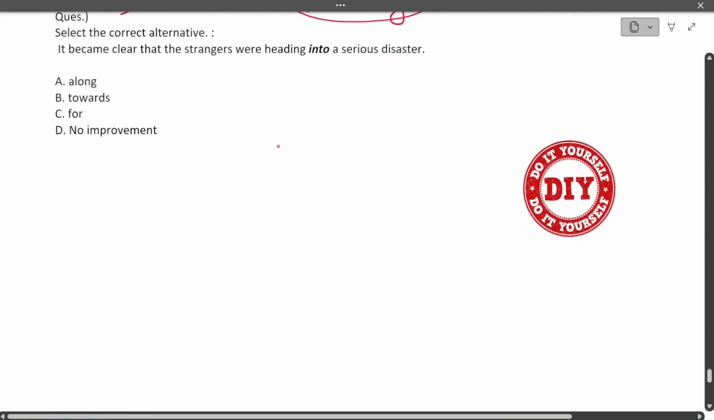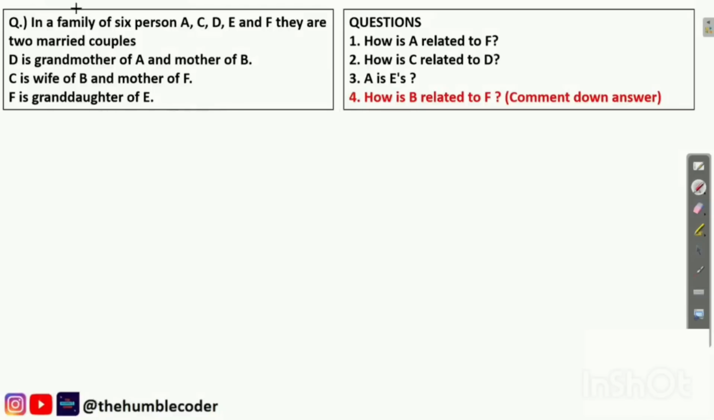Okay, so guys, in this kind of question, basically a statement will be given and we need to create a family tree out of it. And once the family tree is created, we need to answer the questions. So let's solve this question first. In a family of 6 persons, A, B, C, D, E, F, there are 2 married couples. So there are 2 married couples. D is the grandmother of A.